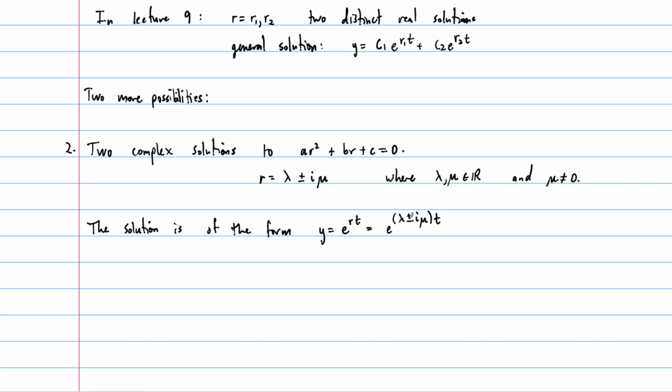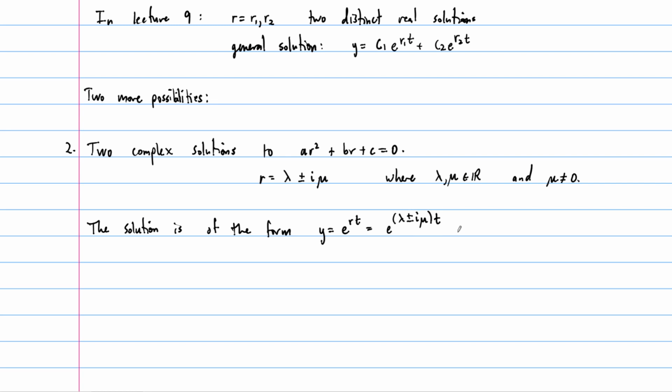So this, I'm writing plus or minus here. This is really two different solutions, right? It's e to the (lambda plus i mu) times t and e to the (lambda minus i mu) times t. And when I say times t, I mean the whole thing, right? Parentheses. Okay, so we need to make sense of this.